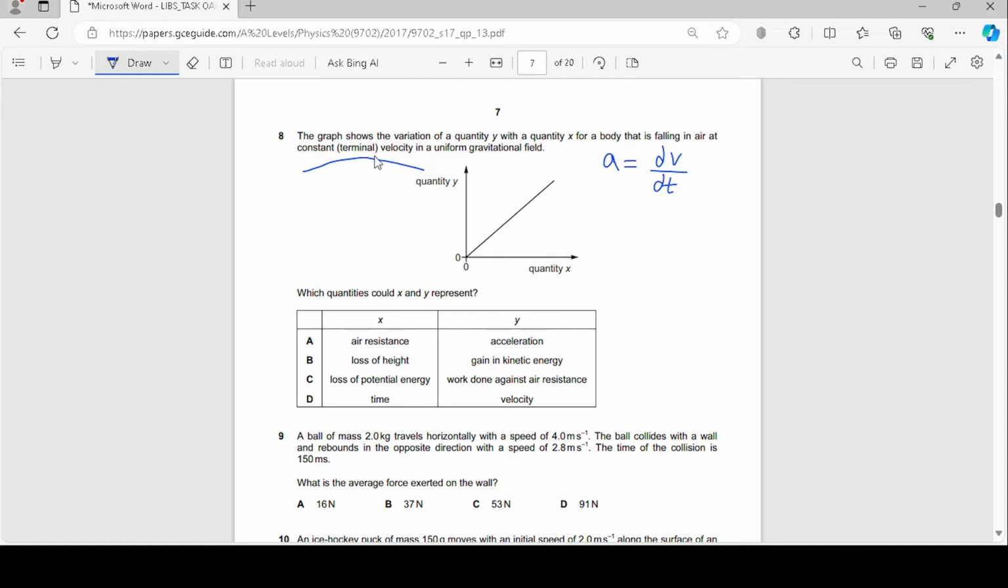And so if we have constant terminal velocity, that means that our velocity is maximum, right? And it's constant. So then that means that acceleration is basically 0. So your velocity is remaining the same. So now let's look at the options.